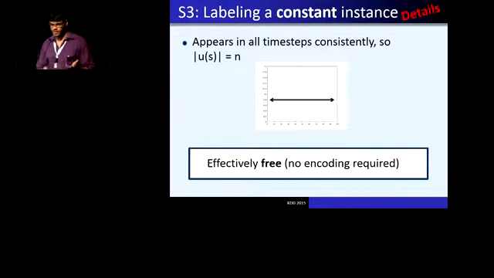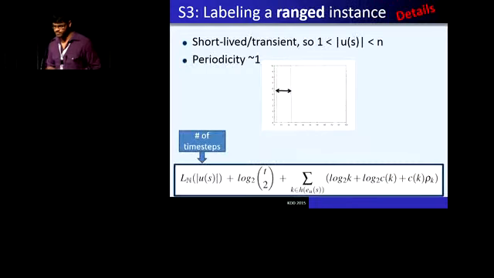Okay, so for a constant instance, it'll appear throughout time steps. So again, it's a trivial case. This is effectively free because the constant encoding doesn't actually require any bits. There's no real information communicated there.